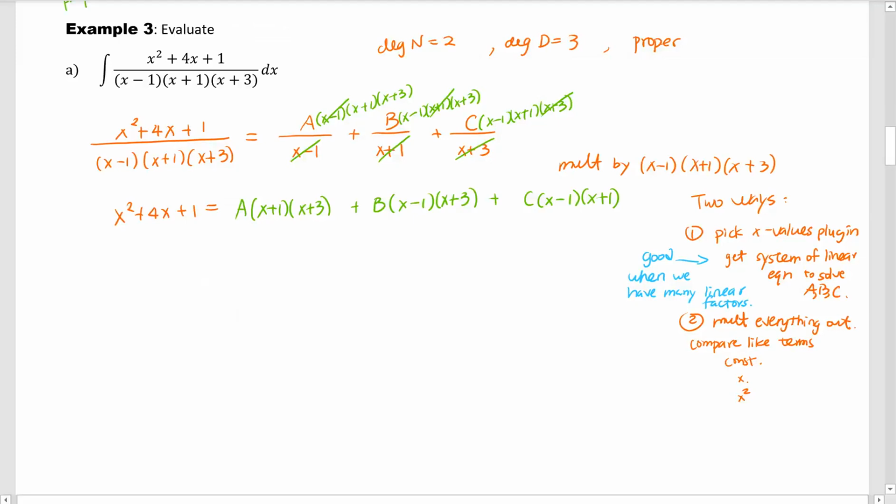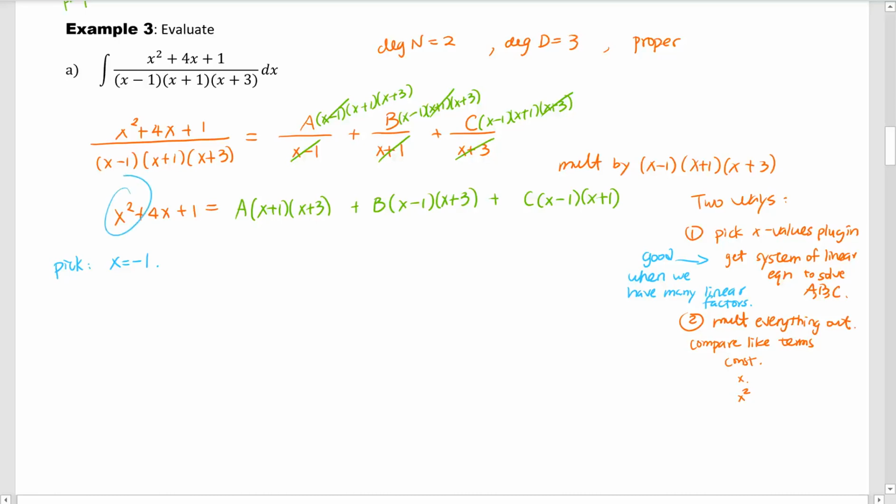Okay, so for example, here, what values do we want to plug in? You usually plug in the x values such that they make a linear term 0. So let's look at this linear term, x plus 1. What x can make this guy 0? Well, you pick x equals minus 1. Now what happens? We plug in x equals minus 1.